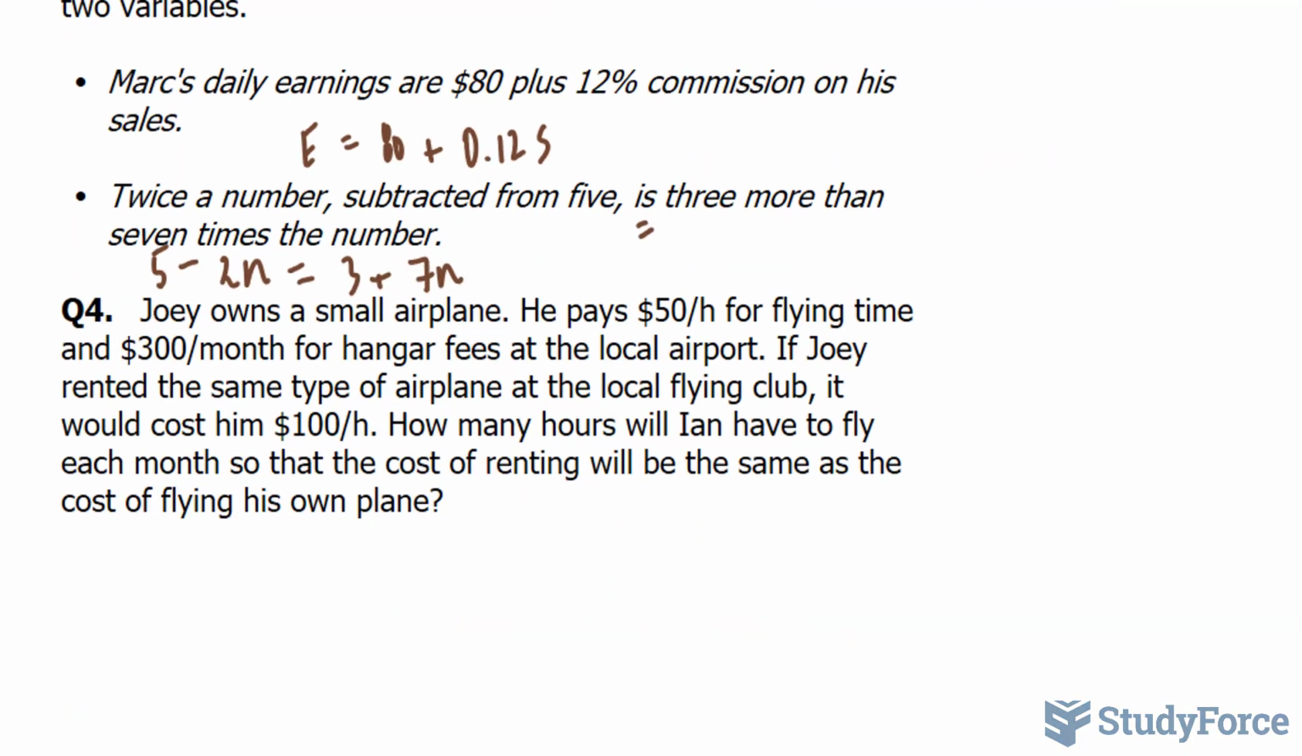Finally, in question number 4, we're asked, Joey owns a small airplane. He pays $50 an hour for flying time and $300 per month for hangar fees at the local airport. If Joey rented the same type of airplane at the local flying club, it would cost him $100 an hour. How many hours will Joey have to fly each month so that the cost of renting will be the same as the cost of flying his own plane?